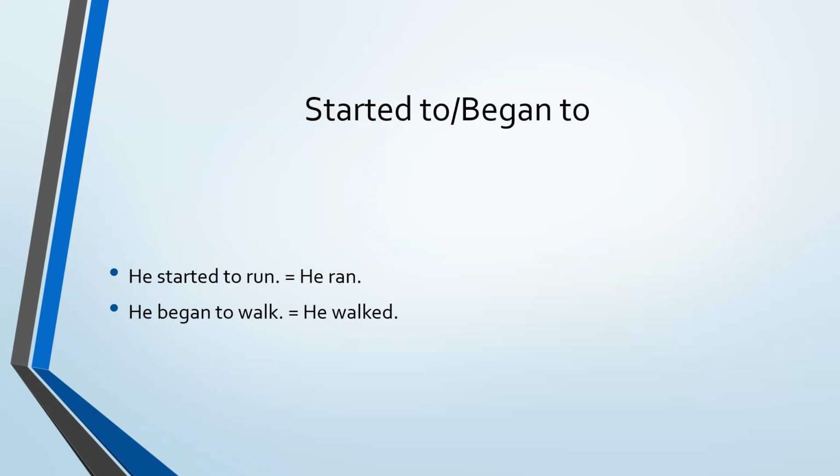The first is started to, began to. If you can eliminate the phrases started to and began to, you will have a much cleaner piece of writing. This one action provides you with a direct action that engages your reader on a deeper level. For example, he started to run versus he ran. He began to walk versus he walked. It's much more crisp and clean for your reader.